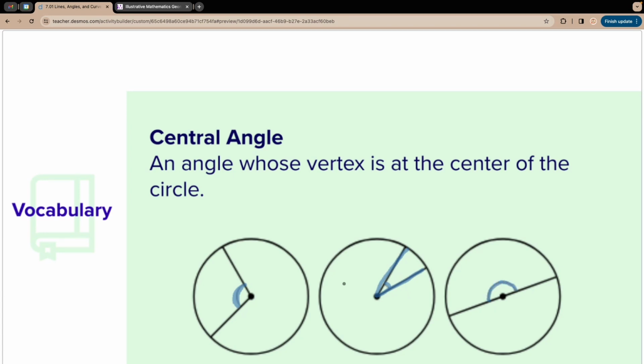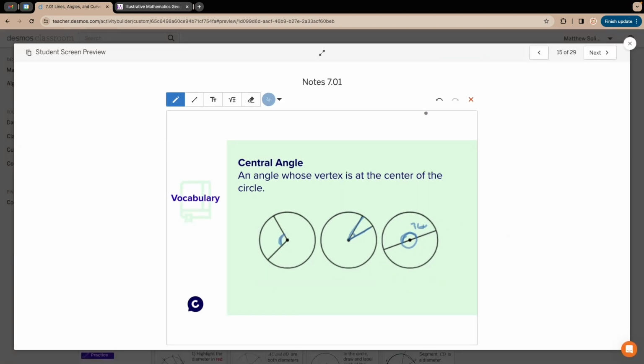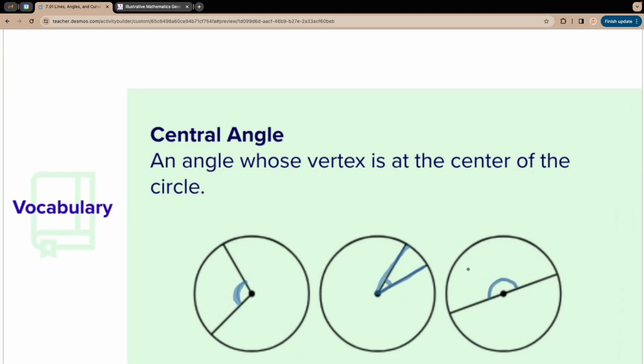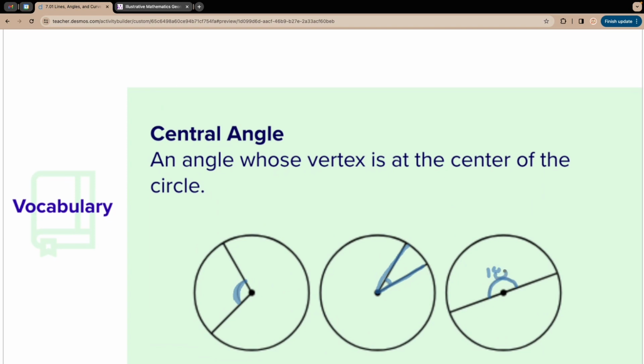Remember, with a circle, the whole circle is 360 degrees. So if I look at this one, that was half the circle. This central angle would have to be 180 degrees. And then I could estimate this one looks around 90, maybe a little more than 90, and this one looks about like 20 degrees. So around the circle, we're always talking about degrees. All the way around is 360.